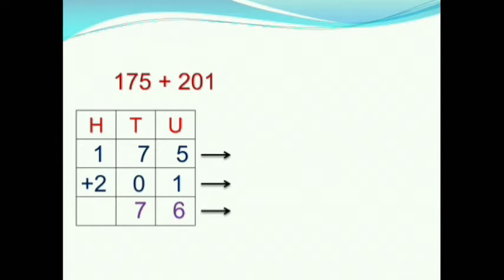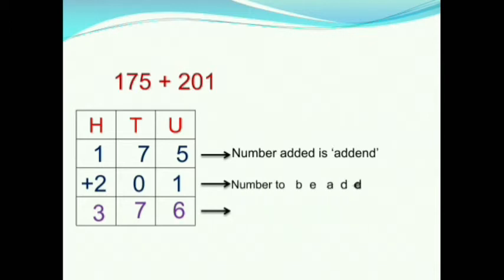Next we should add hundreds place digits. Which digits are there in the hundreds place? The digits in the hundreds place are 1 and 2. 1 plus 2 is equal to 3. Write 3 in hundreds place. The sum of 175 and 201 is 376. Number added is addend. Number to be added is addendum. Number after adding is sum.